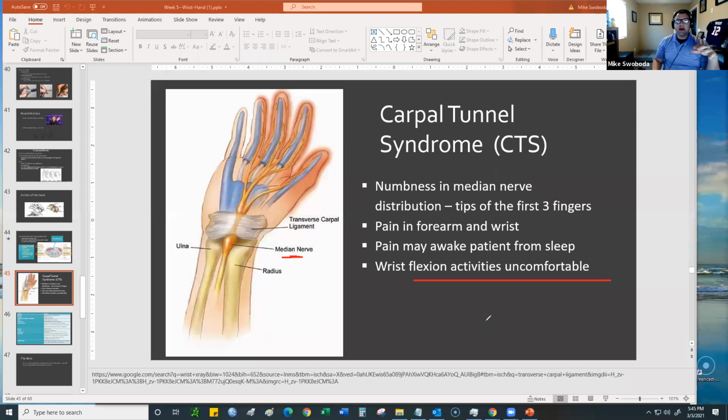This is why if you ever do have carpal tunnel syndrome, you'd be wearing a wrist brace that puts you into extension. So you'd actually be in slight extension here to give more essentially opening or leeway to that.